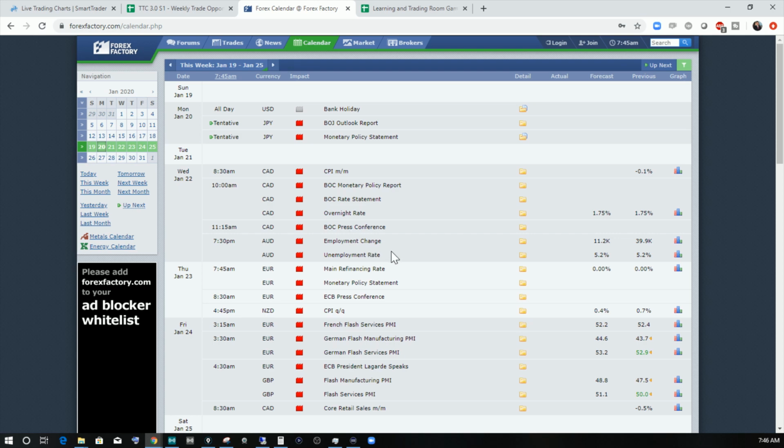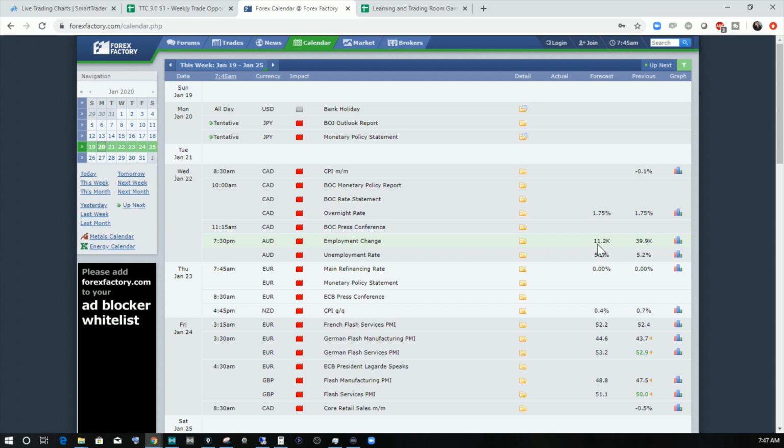Then we've got the Aussie data, employment change and unemployment rate. This is certainly going to be a big price mover. We've seen the markets moving very strongly due to the trade agreement between the US and China, and we've seen Aussie really take advantage of this positive news. We'll see how this data affects the market.